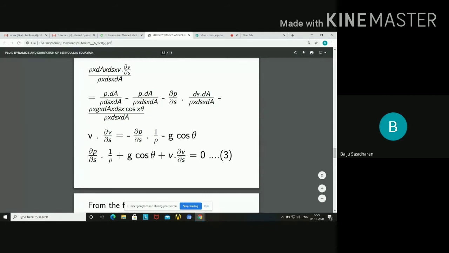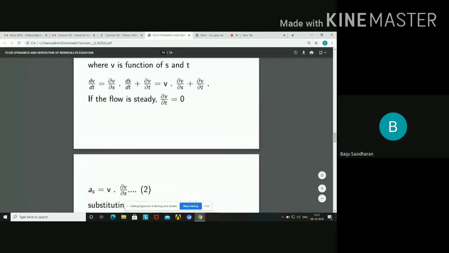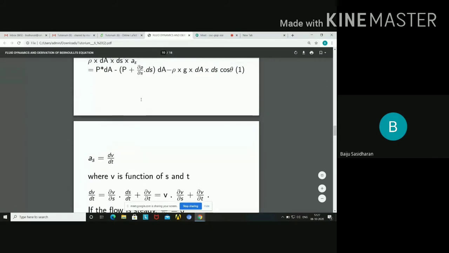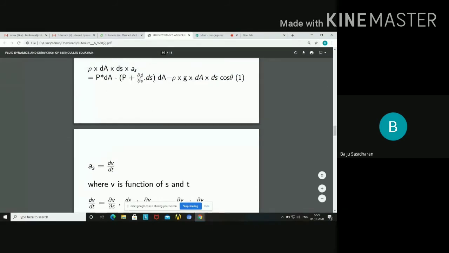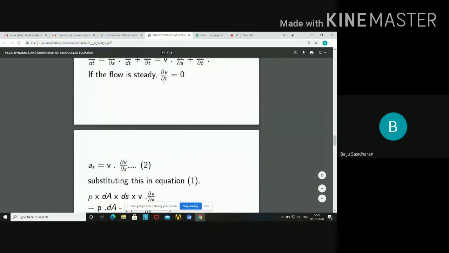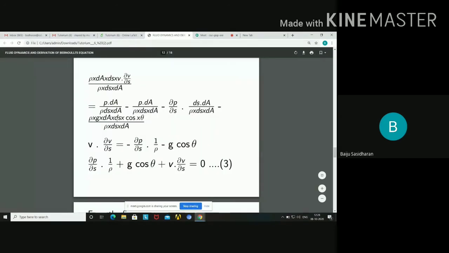On expanding the second term, that is (P plus ∂P/∂S ds) times dA: expanding this gives P dA, and expanding the second term gives ∂P/∂S ds dA. That is why you will get P dA divided by rho ds dA, minus P dA divided by this one, and ∂P/∂S ds dA by rho ds dA, minus the component of the weight divided by rho ds dA.